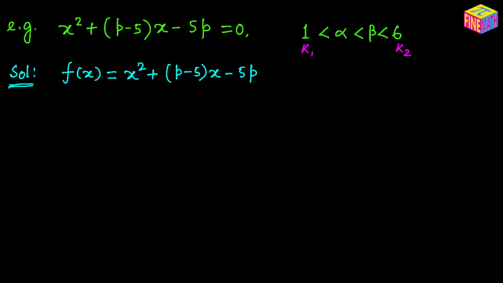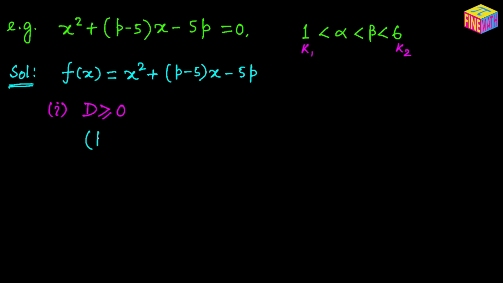Now what is our first condition? Well, the first condition is that the discriminant has to be greater than or equal to 0. So let's take the first condition. Now for this quadratic equation, what is the discriminant? Well, discriminant would be b squared minus 4ac. Now what is b for this equation? Well, b is actually p minus 5.